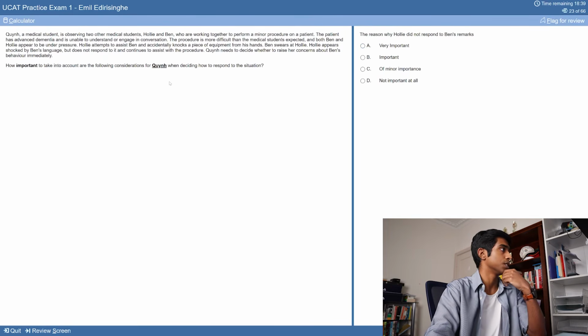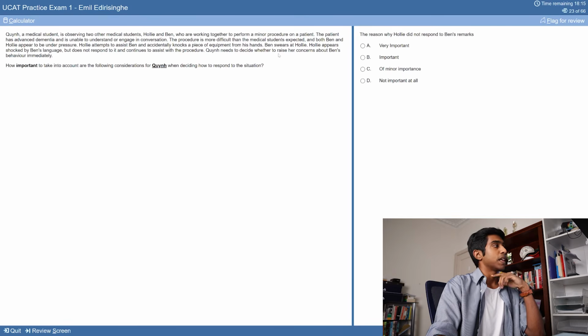Kyun, a medical student, is observing two other medical students. Holly attempts to assist Ben and accidentally knocks a piece of equipment from his hands. Ben swears at Holly. Holly appears shocked by his language but does not respond to it and continues to assist with the procedure. She needs to decide whether to raise her concerns about Ben's behaviour.